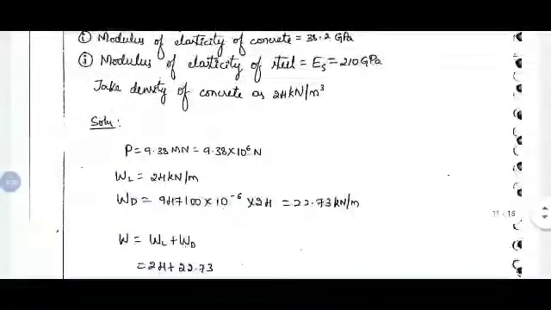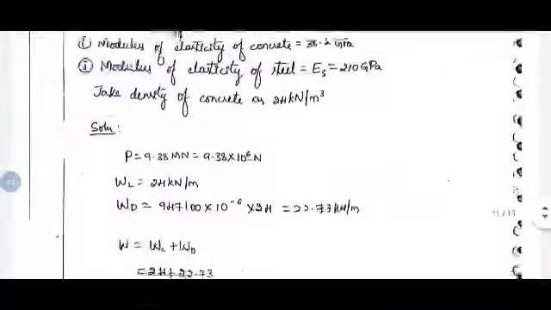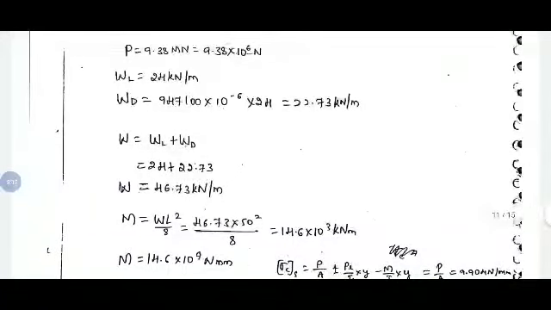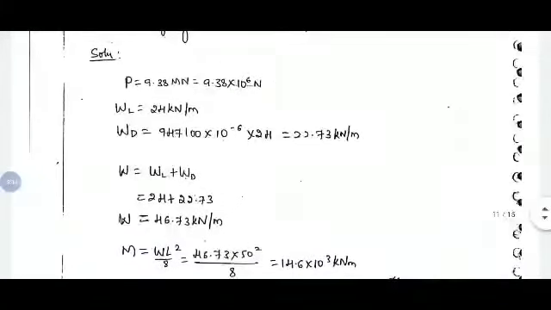Okay. So here it is a post-tensioned beam, so we need to find out the losses of post-tension, that is all losses we need to find out. P is given in meganewton. Mega is 10 power 6. So 9.38 into 10 power 6 Newton.